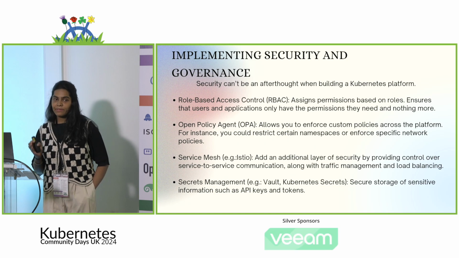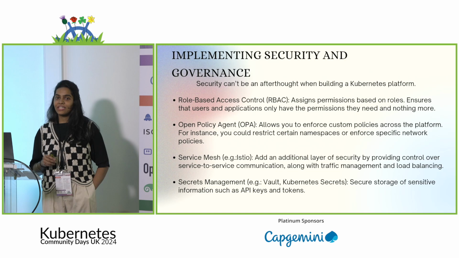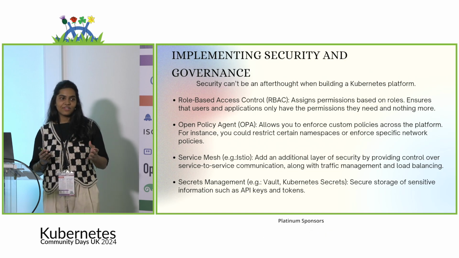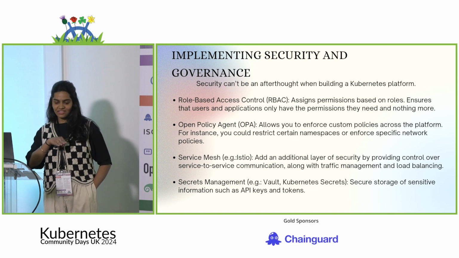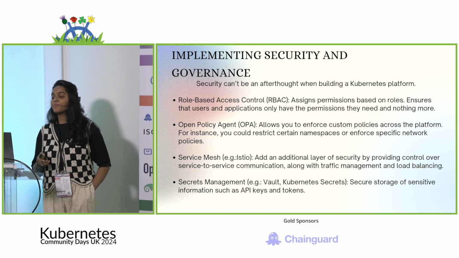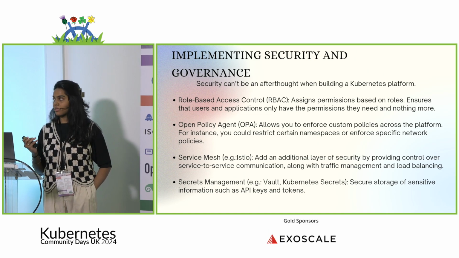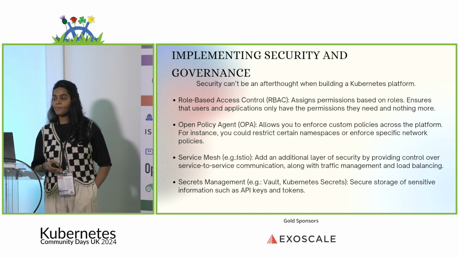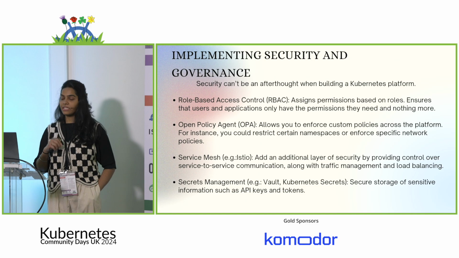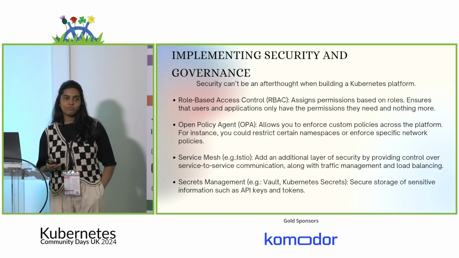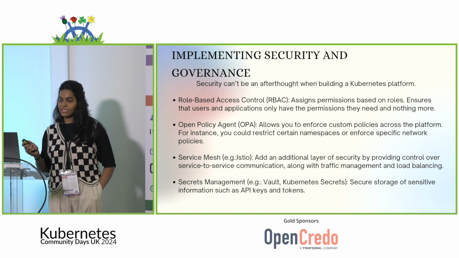Now, implementing security and governance is a very important part. Once you have developed the self-service platform, you cannot then think about security, so you have to do it as you're building the platform. The most important one is RBAC, because it assigns permissions based on roles. It ensures that users and applications only have the permissions that they need and not more than what is required.